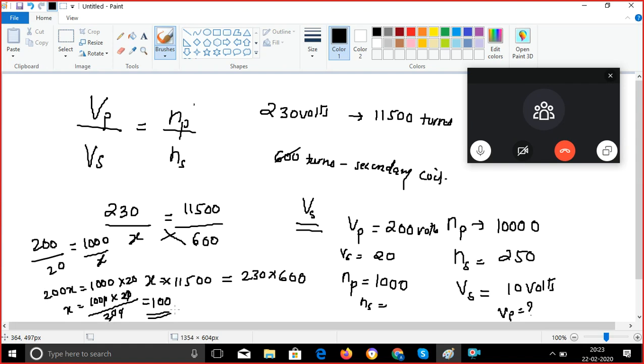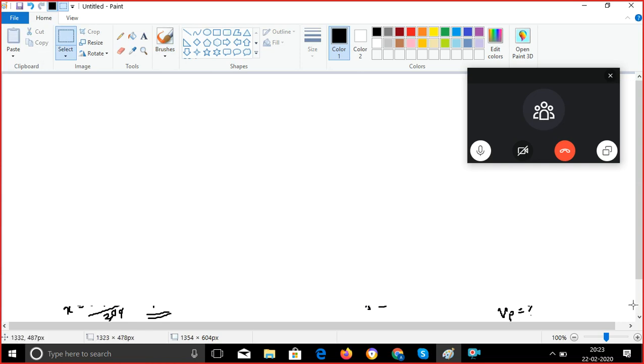Clear? Okay, now there is a next relationship between the current and the voltage. Now the most important thing is power remains the same. You can clearly see that the voltage is changing in primary coil and secondary coil, but power remains the same. Whatever the power is in primary coil, the same value is in secondary coil. That means P1 is equal to P2, right? Sorry, I1 V1.